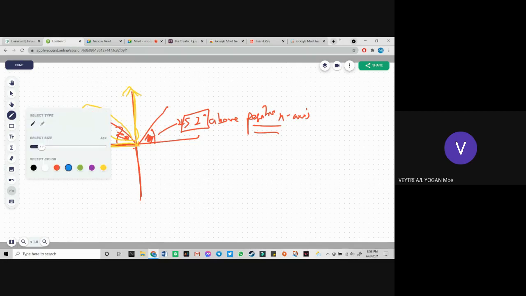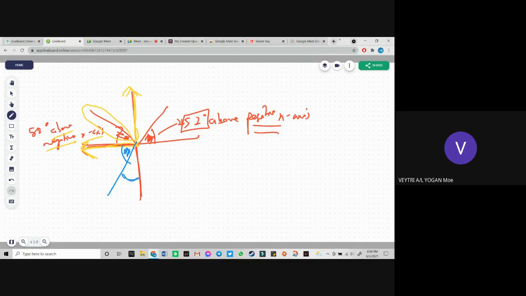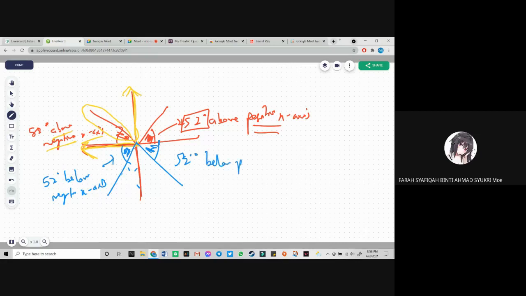Okay? Now, kalau dekat sini, towards x-axis, there's no such thing angle yang ini. Angle yang ini salah. Okay? There's only angle dekat situ. Okay? This one will be, what will this be? Anyone? Just try. Below negative x-axis. Exactly. Below negative x-axis. Kalau yang ini? Below positive x-axis. Yes.